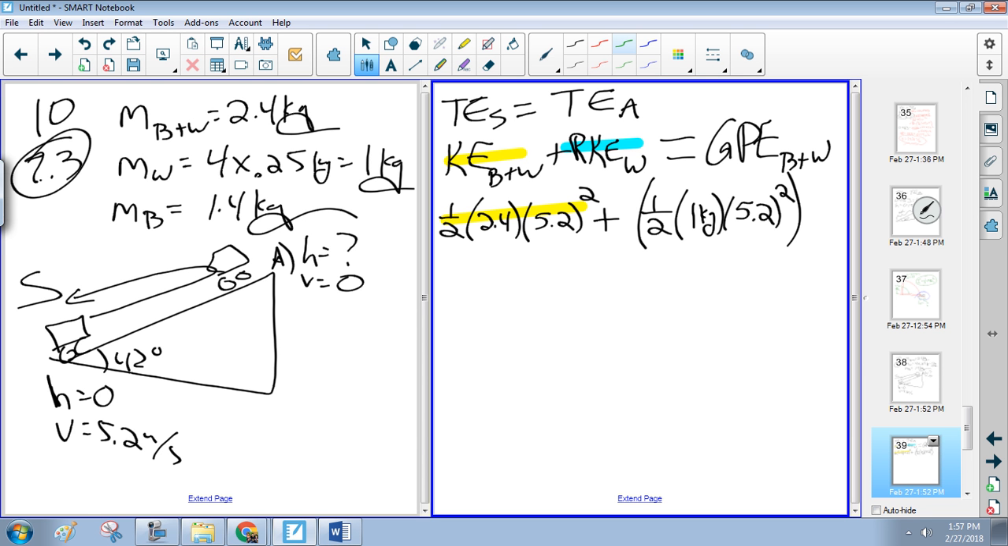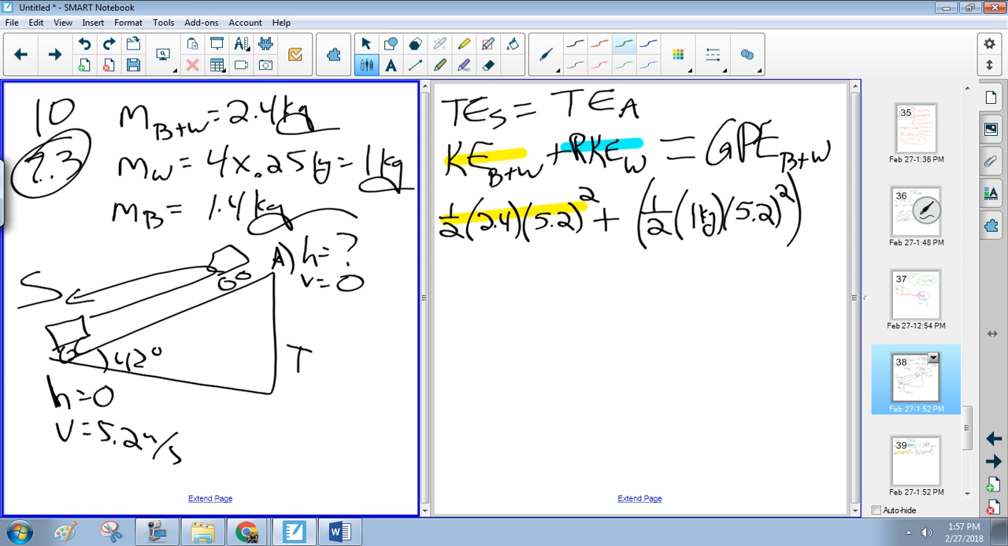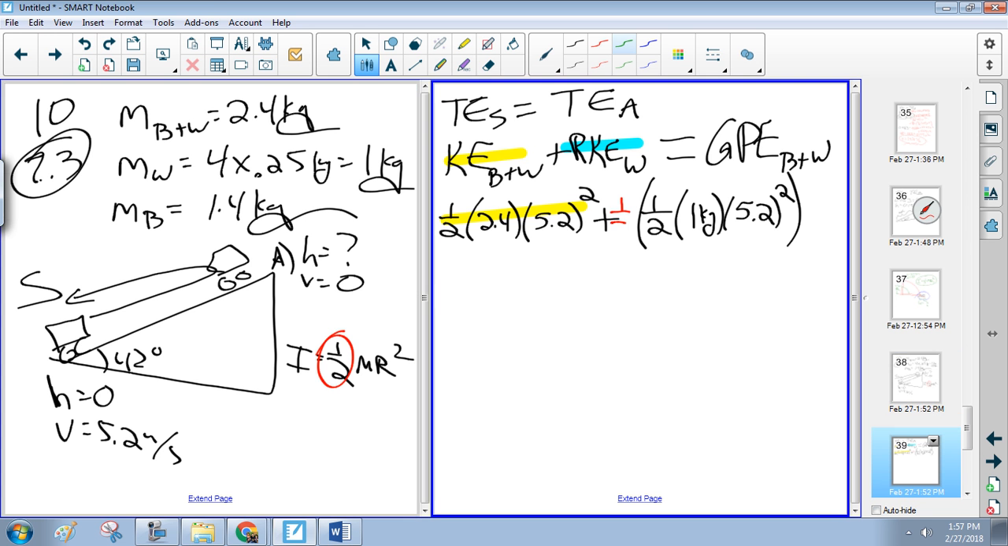What does the problem tell us about the wheels? Discs. They're shaped like discs, right? So I, for a disc, is 1/2 mr squared. So what's B, you guys? 1/2. Yes. Okay? So this is my RKE. Follow? Any problems? Equals the GPE, which is the mass of the body and the wheels times 9.8 times the height.